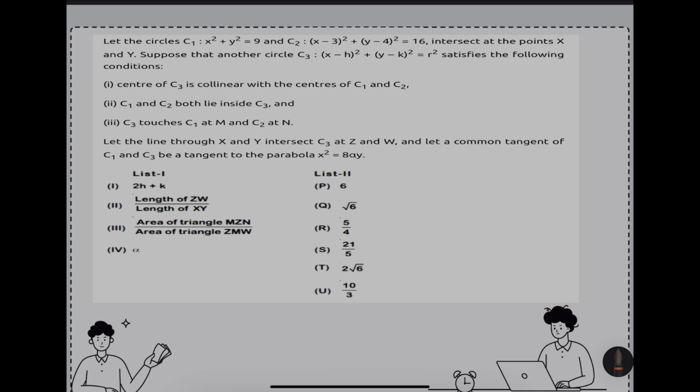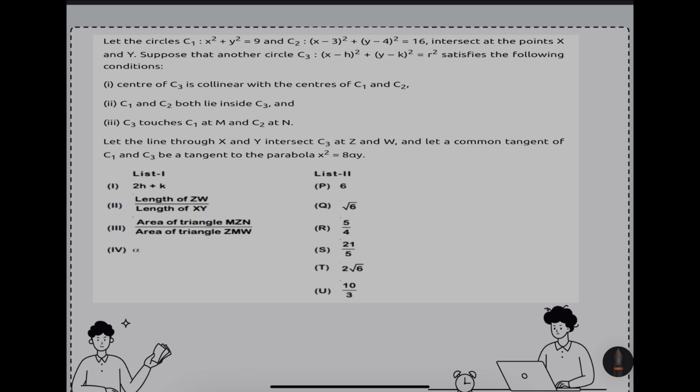C1 and C2 both lie inside C3. C3 touches C1 at M and C2 at N. Clear? Let the line through X and Y intersect C3 at Z and W.